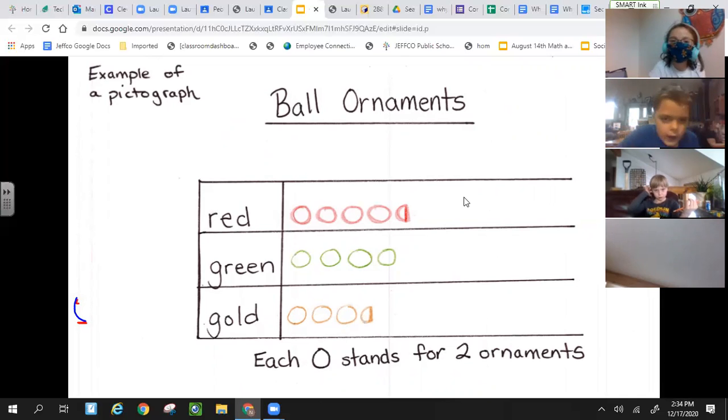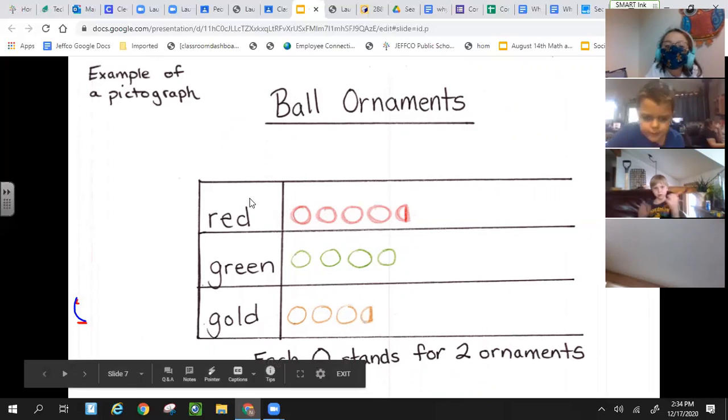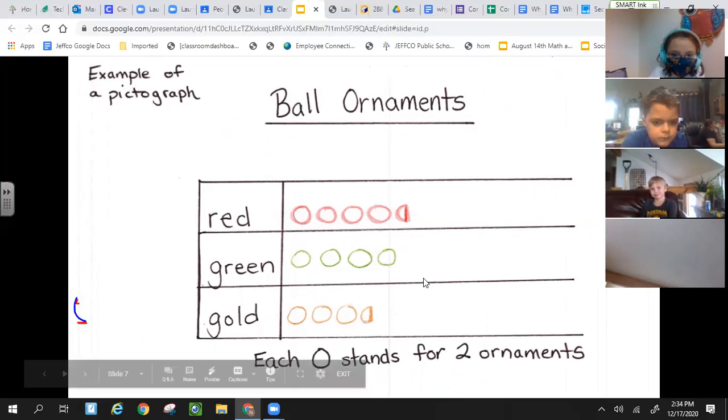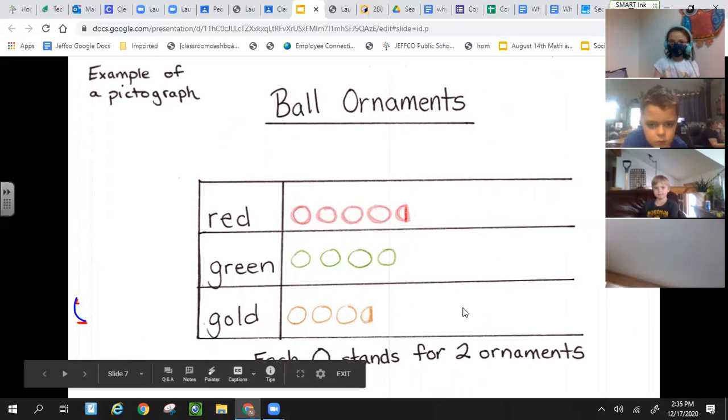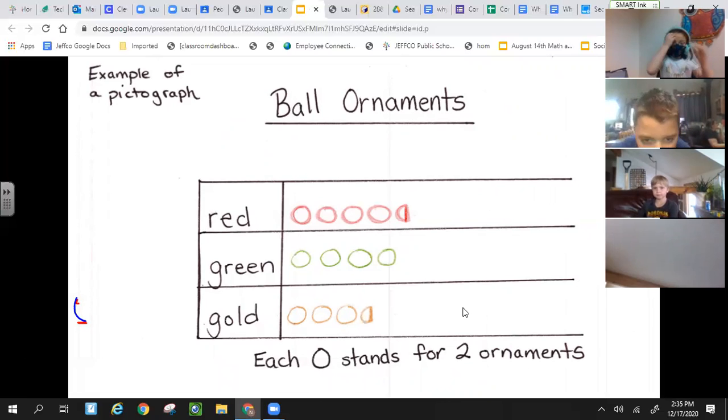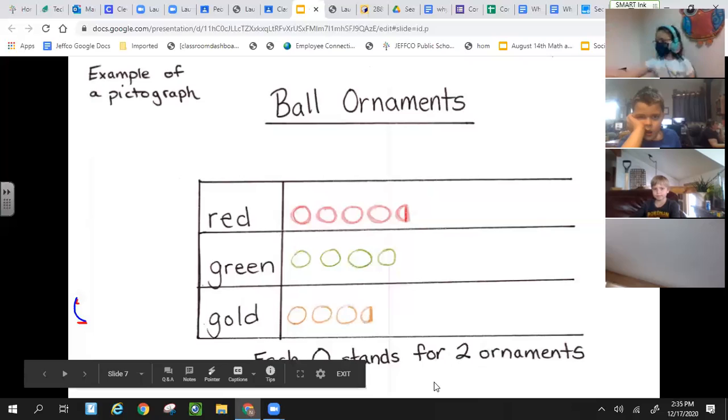So a pictograph is okay to use. I went ahead and made horizontal lines. I made the red, the green, the gold choices. And then for my key, I decided to use a circle because the circle looks like the ball ornament. So that's my symbol. Each circle stands for 2 ornaments.